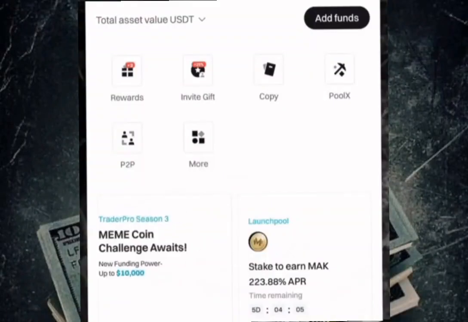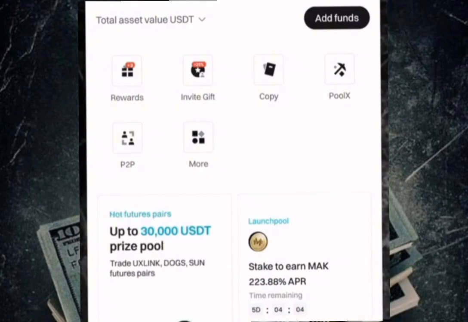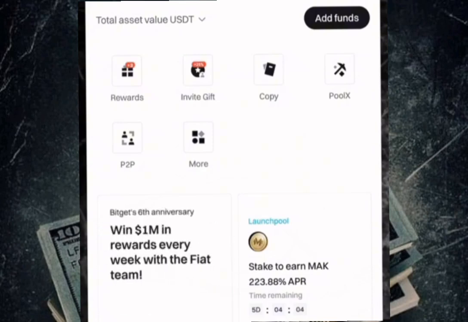Everything you need to know from the beginning to the end about futures trading on Bitget. I will also give you some tips on how you can become a profitable futures trader on the Bitget app.